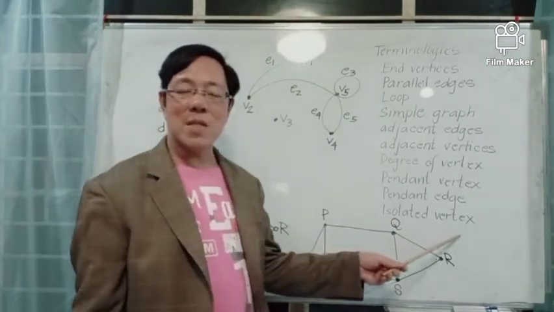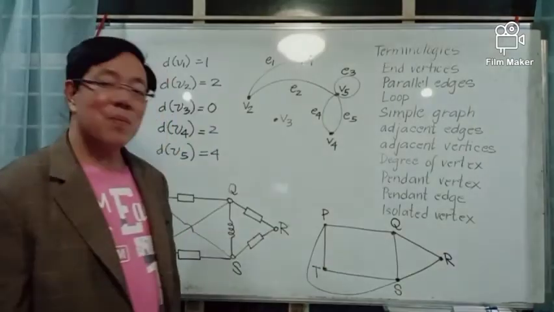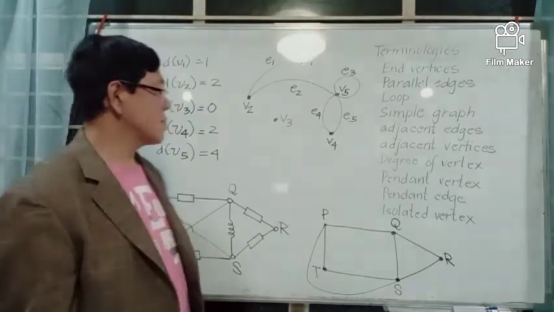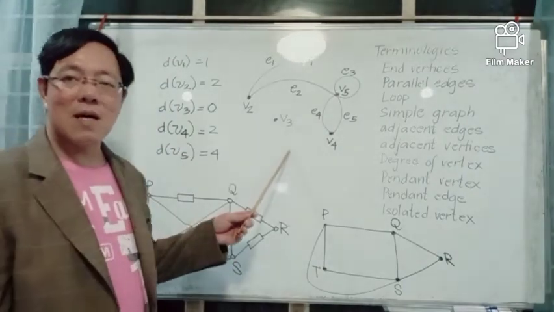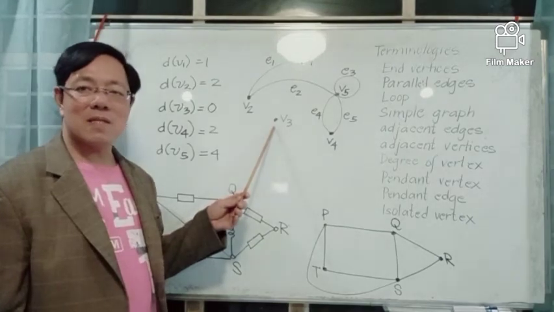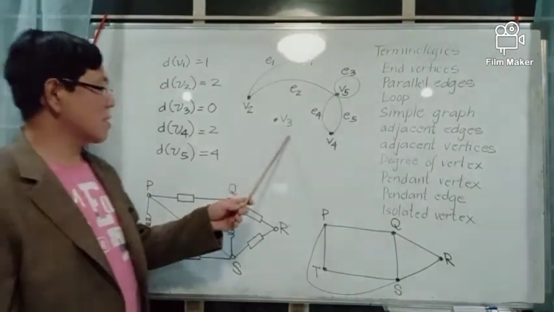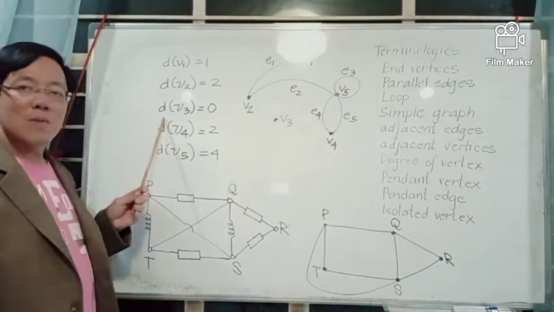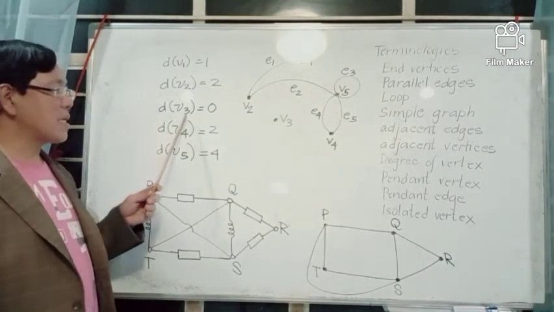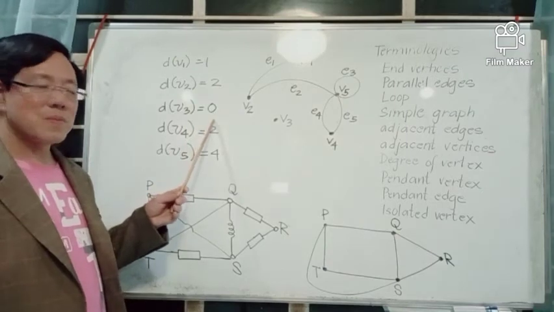An isolated vertex is a vertex whose degree is 0. And in this example of a graph, the vertex B3 is called an isolated vertex because we have shown that the degree of vertex B3, denoted by D of B3, is 0.